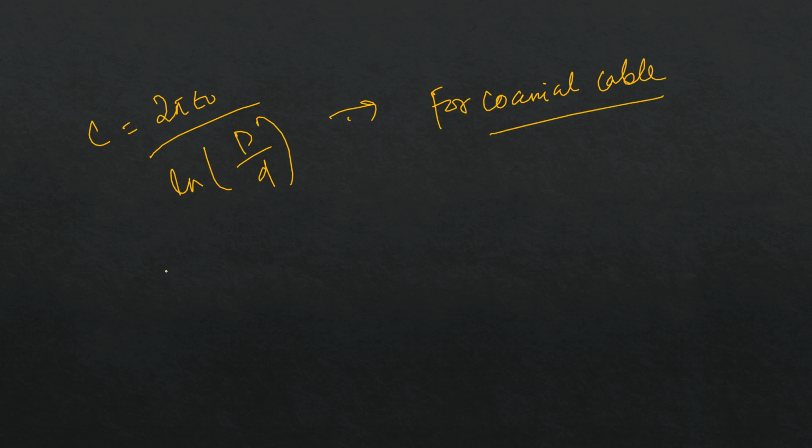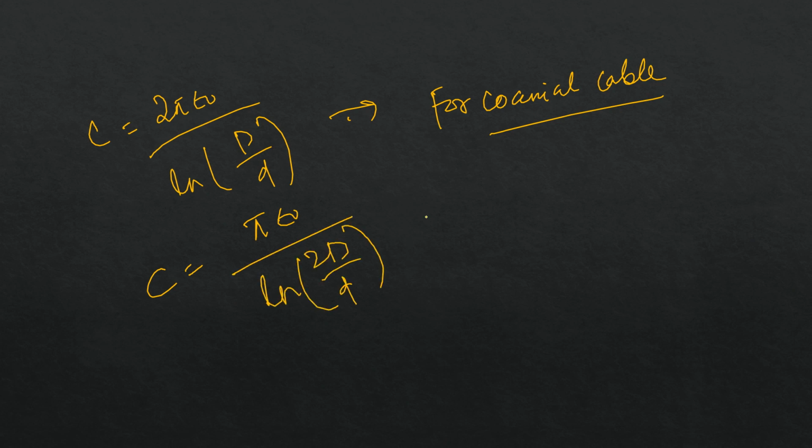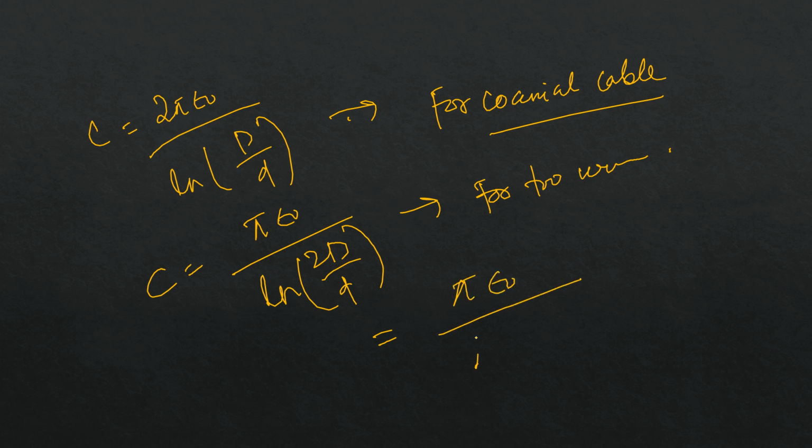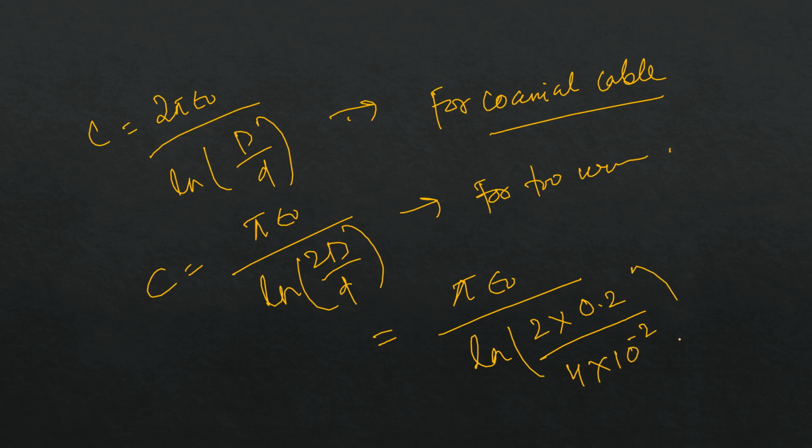Alright. For two wire, why I'm writing it again and again is so that you will be able to remember the formula for two wire system. So now nothing is left to do. Just put the values: pi epsilon by ln 2 into capital D. Capital D is the center to center distance, that is 0.2 meter, divided by small d, the diameter. Diameter is how much? 4 into 10 to the power minus 2.